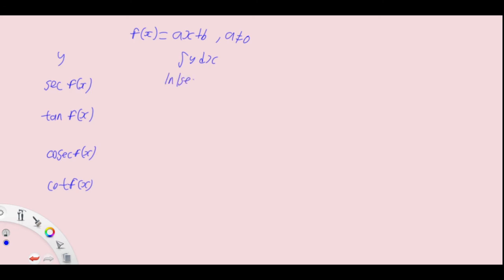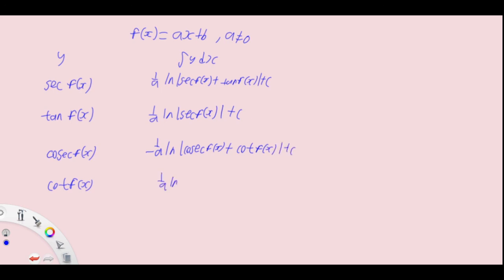So we have 1 over a, ln modulus of secant f x plus tangent f x plus c. Then don't forget to divide by the derivative inside. 1 over a ln modulus of secant f x plus c for the integral of tangent f x. Minus 1 over a ln modulus of cosecant f x plus cotangent f x plus c. And finally, we have 1 over a ln modulus of sine f x plus c. There we have it, the general formula for the remaining four singly powered trigonometries.